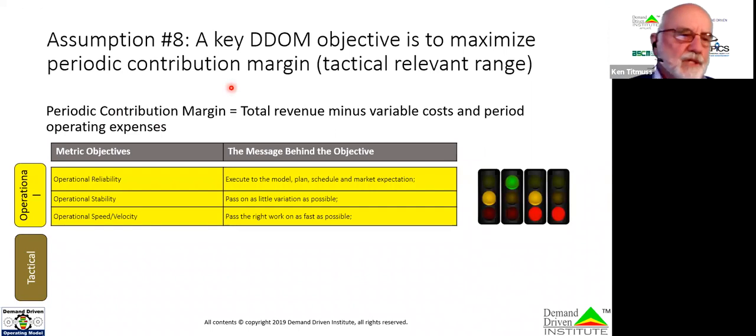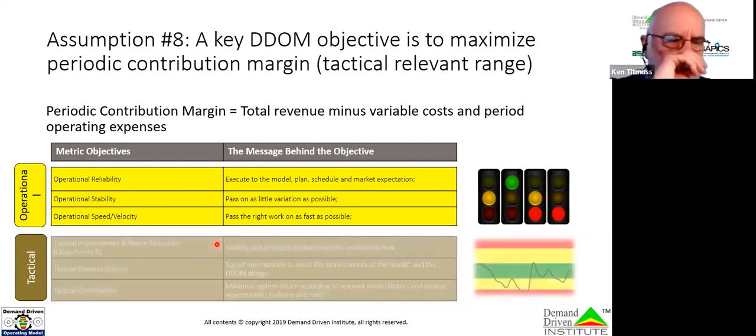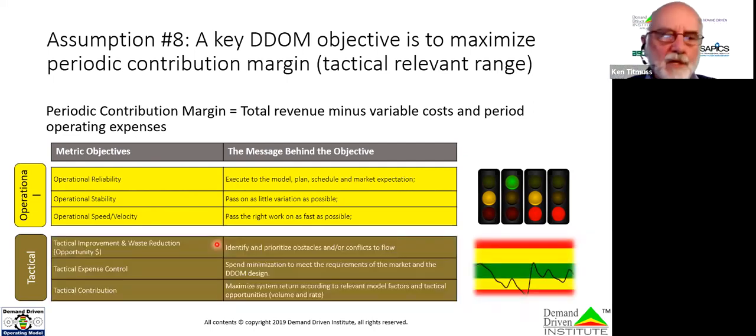So in operations, the metric objectives, the feedback we're getting from our operating model are these 3 things. Is our model reliable? In other words, does it execute to the model, plan, schedule, and market expectations? Is it stable? Are we passing on as little variability or variation as possible? And how fast does it work? Are we passing the right work on as fast as possible?